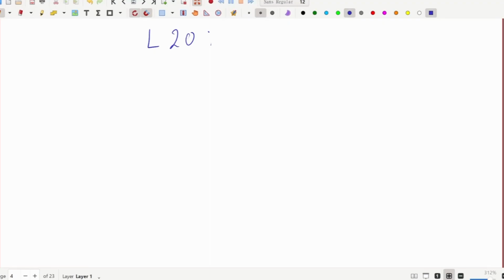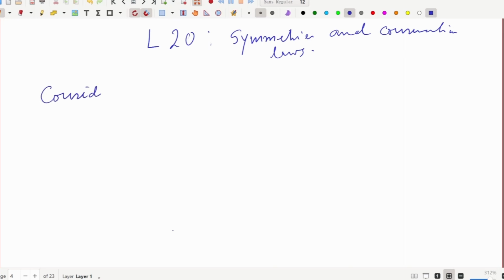So, in this lecture, we will continue with the symmetries and conservation laws, with particular emphasis on examples. These symmetries and conservation laws we have studied, and we will consider a few examples to have a better understanding. So, let us consider an example of rotational invariance.